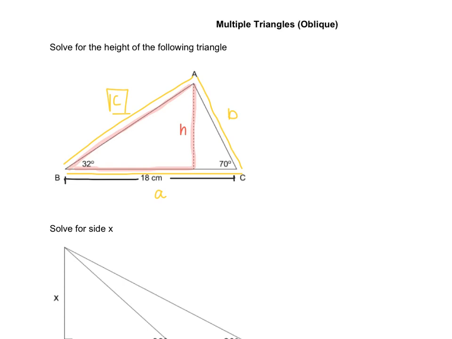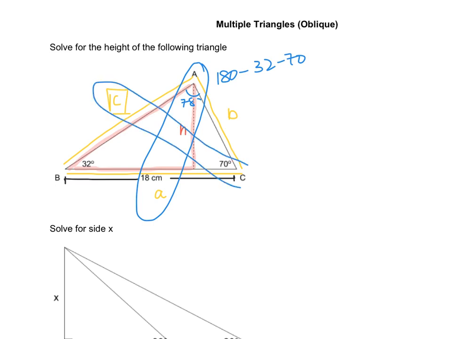If we look at this triangle as a whole, I have two angles in this oblique triangle, which means I can solve for angle A by doing 180 subtract 32 subtract 70, and I get 78 degrees. So now I can see that I do have this full pair between side A and angle A, and I have angle C, which means I can solve for side C. So that's going to be my first step.